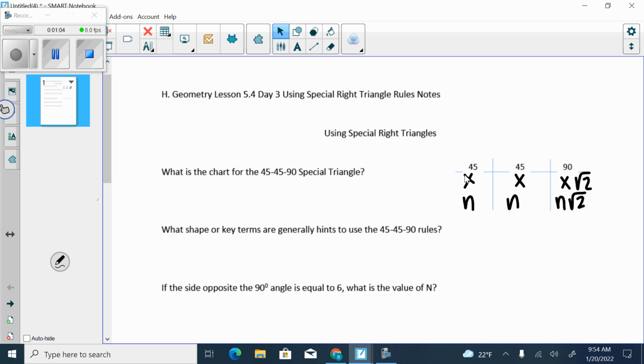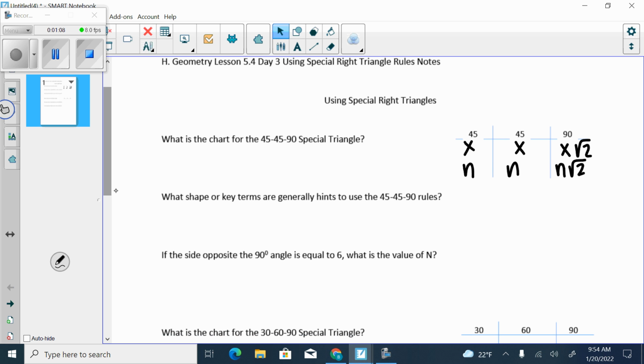All right, so we know that this is what our 45, 45, 90 looks like because those two sides have to be congruent, right? Okay? So these two angles are going to be congruent, meaning those two sides have to be congruent.